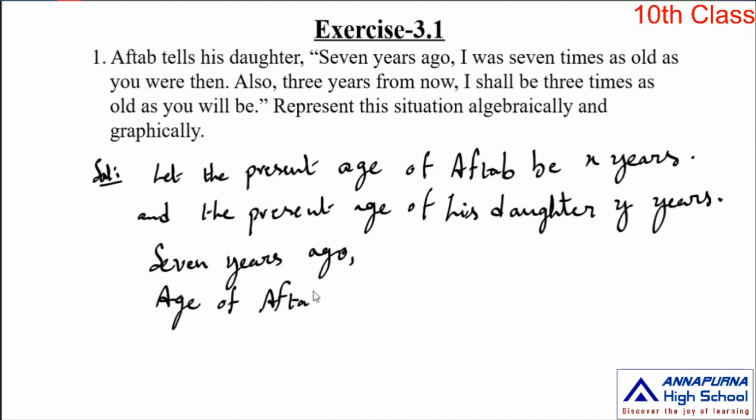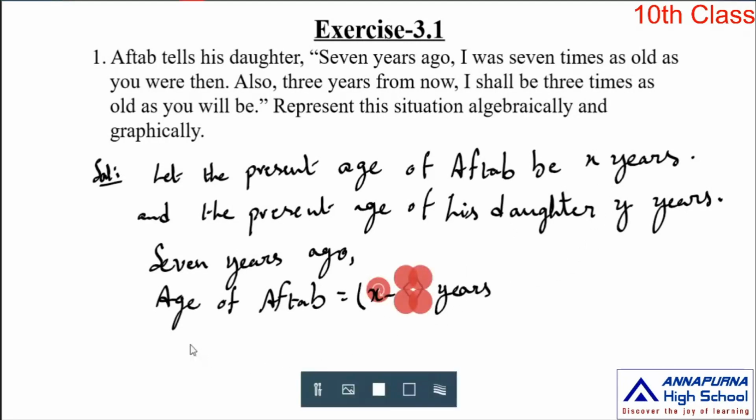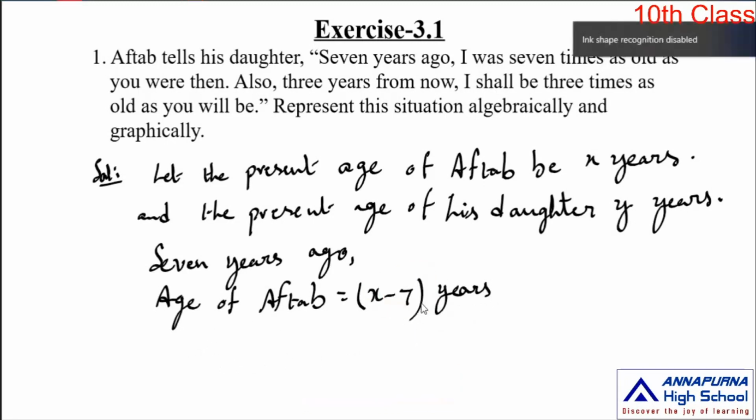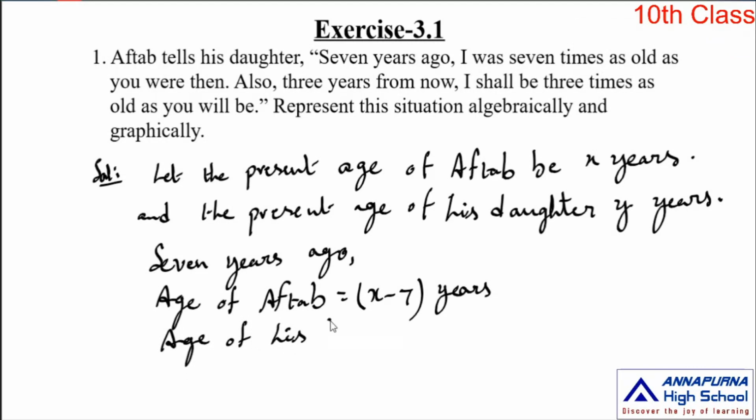Age of Aftab is equal to his present age, which is x years. So 7 years ago his age is x minus 7 years. In the same way, age of his daughter is equal to her present age, y years. So 7 years ago her age is y minus 7 years.